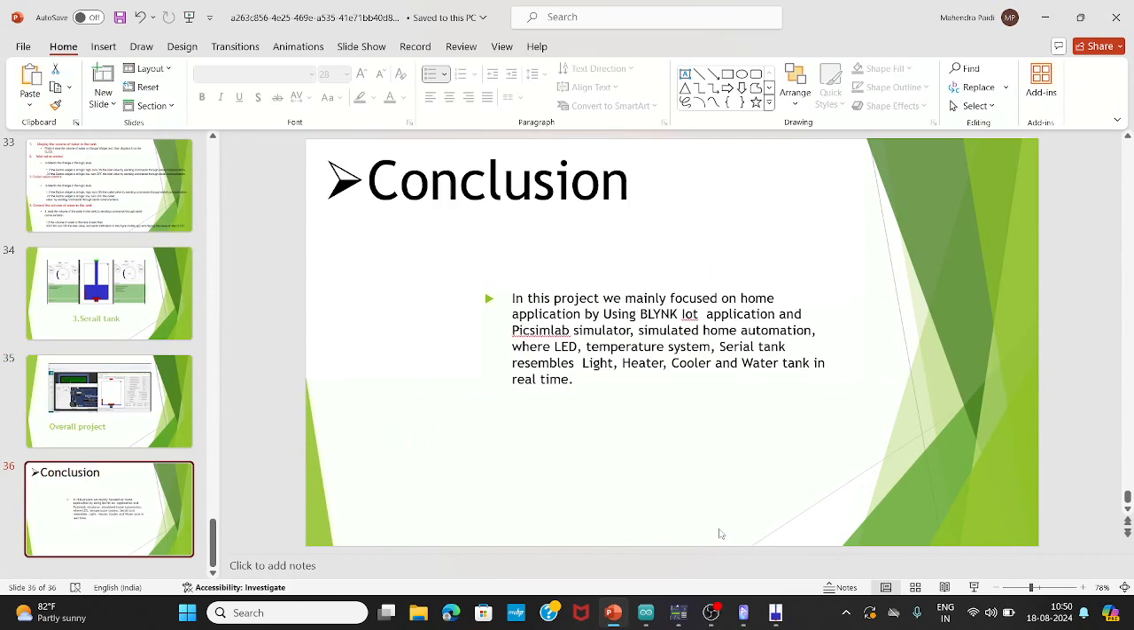Conclusion. In this project, we mainly focus on a home automation application by using the Blynk IoT application and the Proteus Lab simulator. We simulated home automation where the LED, temperature system, and serial tank resemble light, heater and cooler, and a water tank in real time.